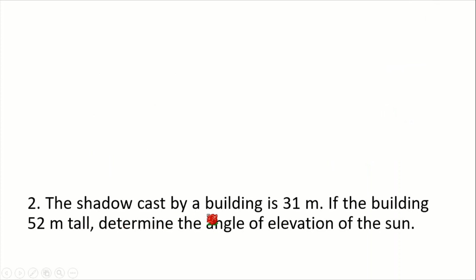Alright? So, we have here another example. The shadow cast by a building is 31 meters. If the building is 52 meters tall, determine the angle of elevation of the sun. It is better to make an illustration based on what we understand from the problem.